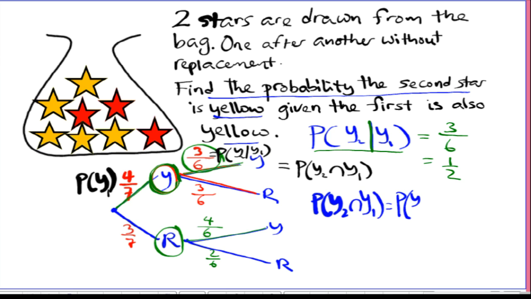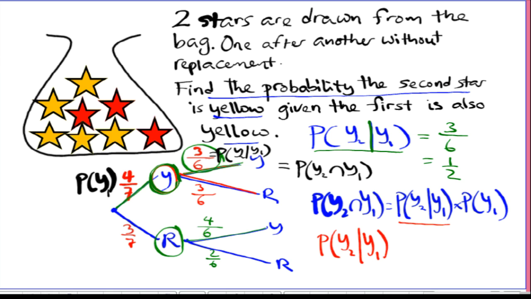Probability of y2 given y1 times probability of y1. And out of this is the conditional probability. So now the conditional probability can be rewritten as this particular formula: the intersection of the things that we are considering, divided by the given. In this case, the given basically reduces the universe to this one. So here is the formula.